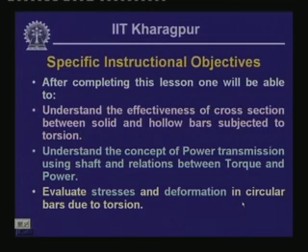Once this particular lesson is completed, one should be able to understand the effectiveness of cross section between solid and hollow bars subjected to torsion. If you remember, in the last two lessons, we have discussed the effect of torsion on a solid bar, or a bar with a circular cross section having solid section, and a bar which is having a cross section which is a hollow tube. In both the cases, we have seen how the stresses vary because of the twisting moment. Now, we would like to see in this lesson which section is effective, whether the solid one or the hollow one.